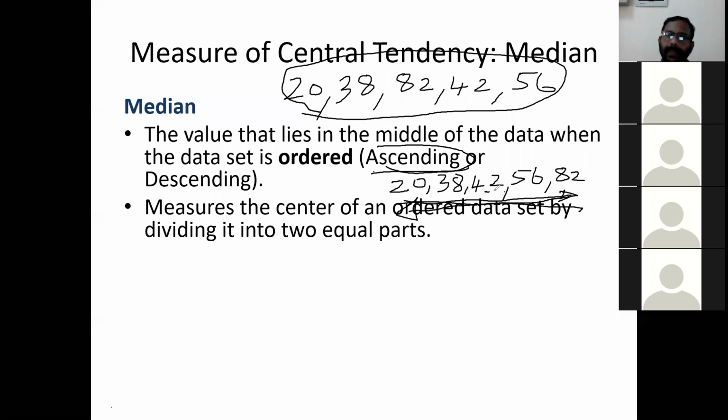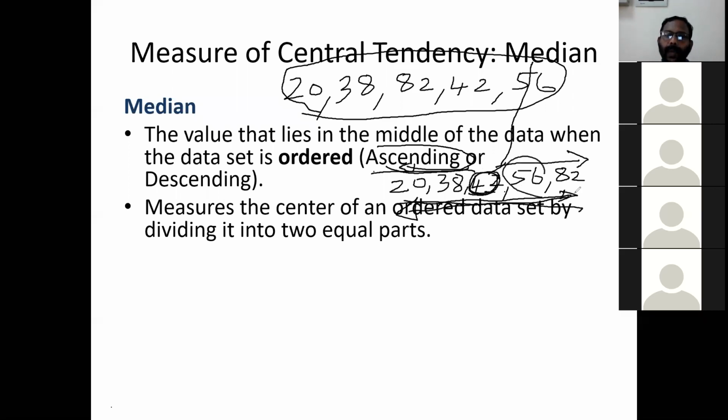Jalini? 42. Okay, whoever it is. Yeah, 42 is the middle data, right? So here, in this case, this is what is called the median. 42 is actually dividing the data into two halves. Exactly two halves. Don't forget.